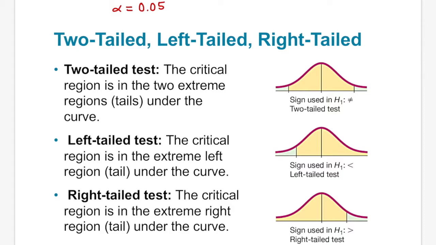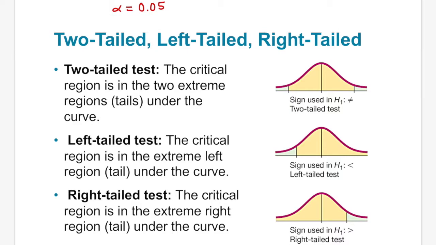When working on a hypothesis test, you are going to encounter one of these three tests. We have the two-tail test, left-tail test, and right-tail test. Two-tail test is when you have your alpha on both tails. Left-tail is when your alpha is on the left side, and right-tail is when the alpha is on the right side. Now, how do you know when it's right-tail, when it's left-tail, and when it's two-tail?